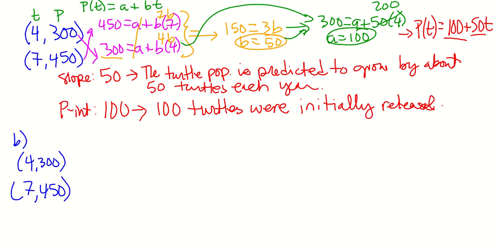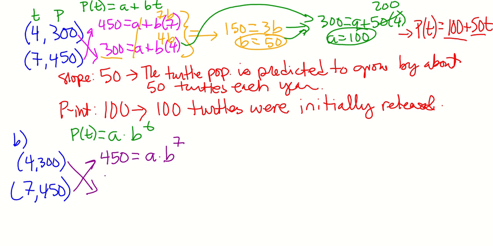But this time, we're going to put them into the form of an exponential function, so that would be P of t equals A times B to the t. So making my substitutions here, again, I'm going to put the bigger numbers on top. I've got for P of t, I have 450, that's my population, equals my unknown A, times B, my time is 7 years, so there's 7. Taking my second point, I've got 300 equals A times B to the 4th.